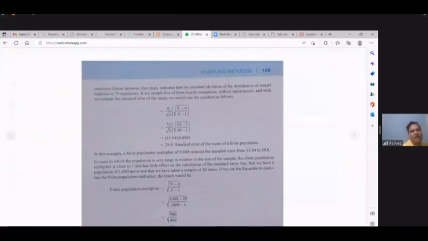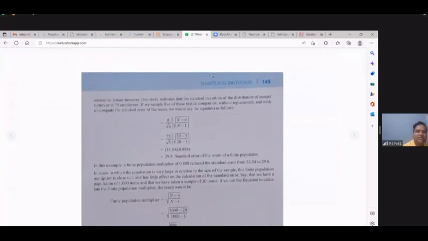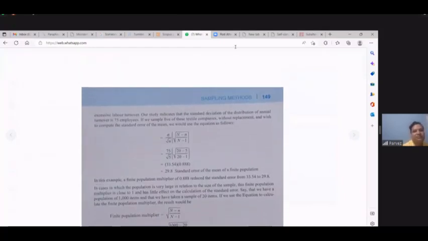Excessive labor turnover. Our study indicates that the standard deviation of the distribution of annual turnover is 75 employees. The standard deviation is given. So in this question, how many textile companies are mentioned? 20. Out of 20, how many are you selecting? 5. So is this a finite population or an infinite population? Finite population. Capital N is 20 and small n is 5, and you can apply the formula.